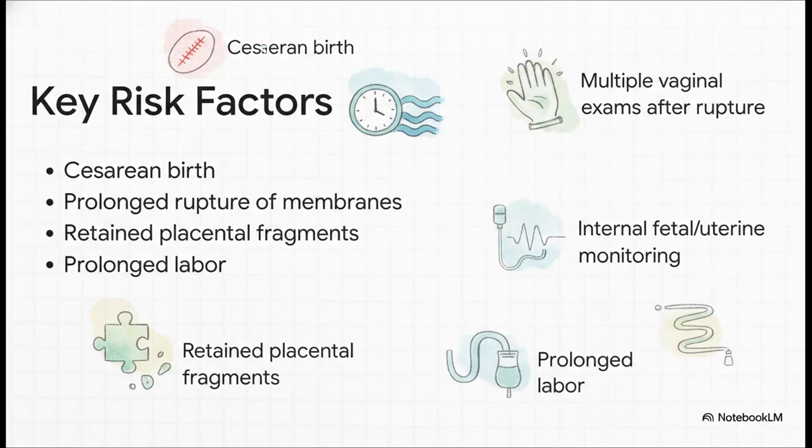So you're probably wondering, how do these infections even get started? Well, think of each of these risk factors as an open door for bacteria. When the membranes rupture and labor is prolonged, that door to the uterus is left wide open for hours. If little pieces of the placenta are left behind, they basically become a food source for germs. And any procedure like a C-section or internal monitoring, that's a direct pathway, completely bypassing the body's natural defenses.